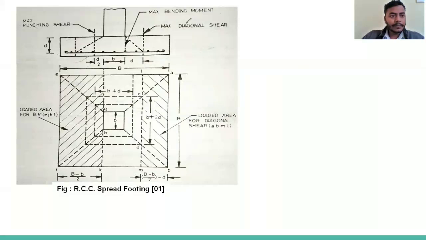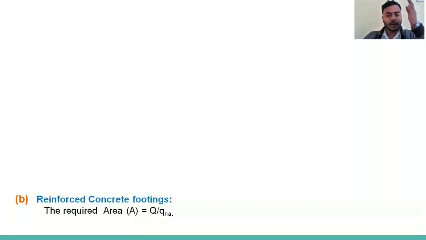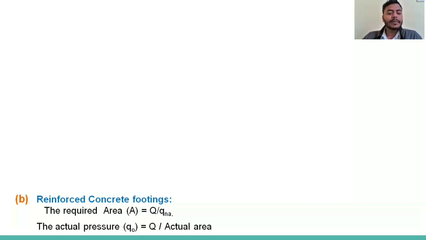So now, for the reinforced concrete footing, there is a basic procedure we always have to follow. Again, we have to find the required area, which we get by Q divided by Q na, where Q is the column load, whatever load is coming on the column, and Q na is the soil allowable pressure that we have calculated by performing tests in the field. If we have provided some greater area compared to the required area, we always have to calculate the actual pressure using Q divided by the actual or provided area, right?